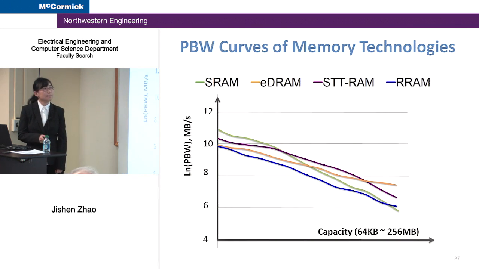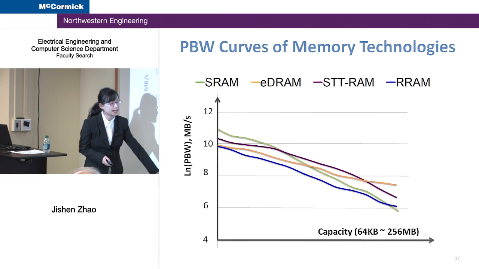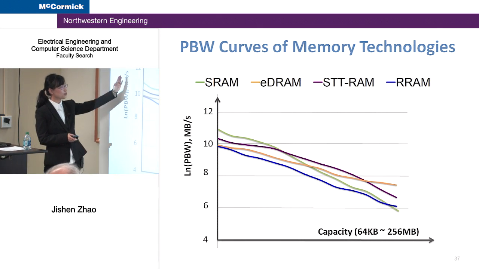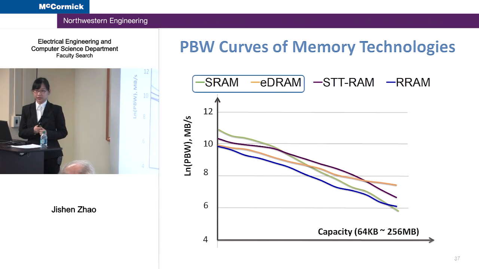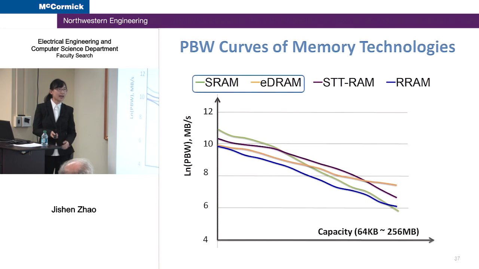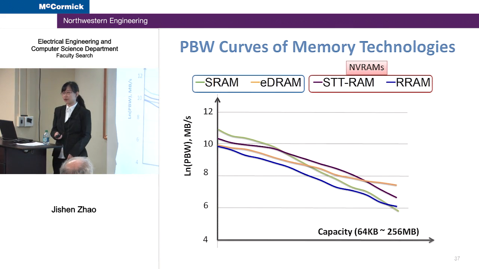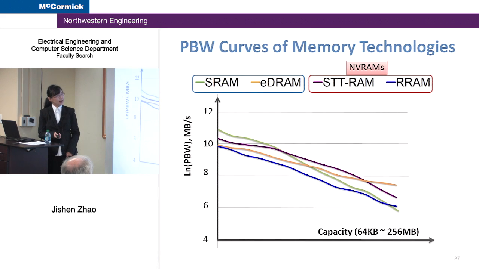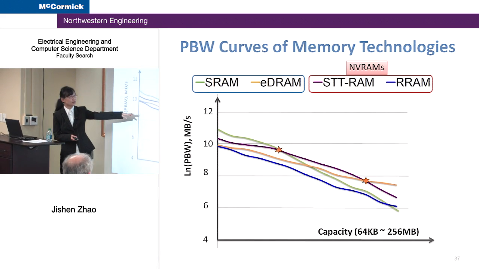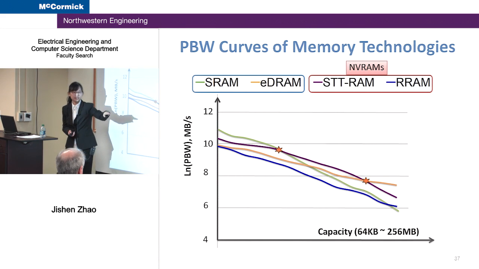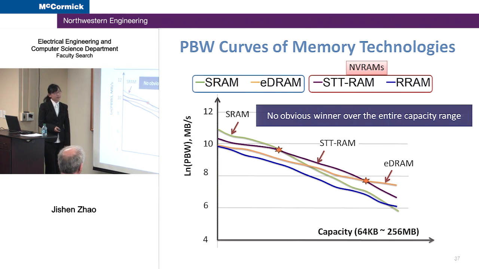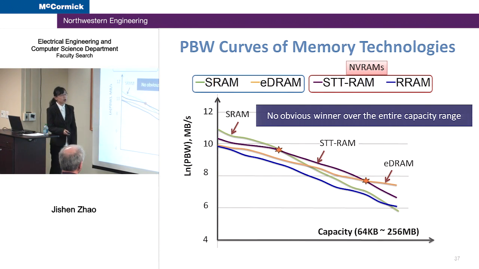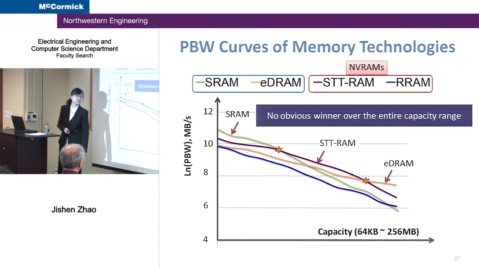We profile the various memory technologies across the whole range of cache capacities, so it's bandwidth versus capacity. Here, SRAM and eDRAM are the memory technologies used in traditional caches, and the other two memory technologies are NVRAMs. What we find is, as we can see, obviously, the curves cross each other at different capacity points. So the observation, to sum up, is that there is no obvious winner over the whole range of capacities.